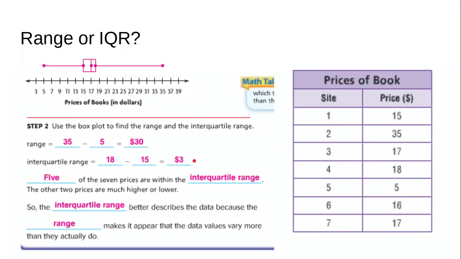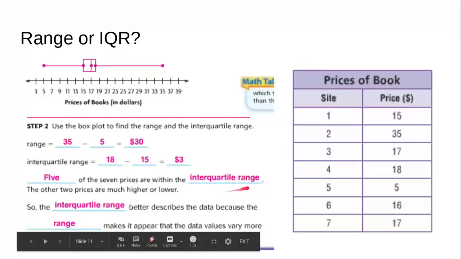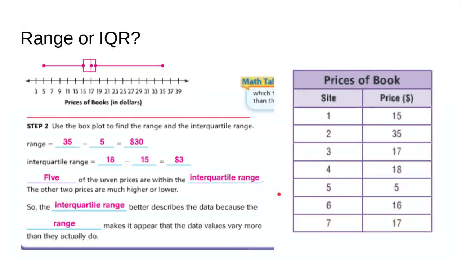Now let's figure out which one is the better measure of variability. 5 of the 7 prices are within the interquartile range. The other 2 prices are much higher or lower. So the interquartile range better describes the data because the range makes it appear that the data values vary more than they actually do.